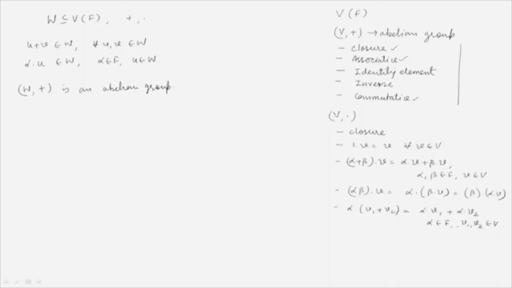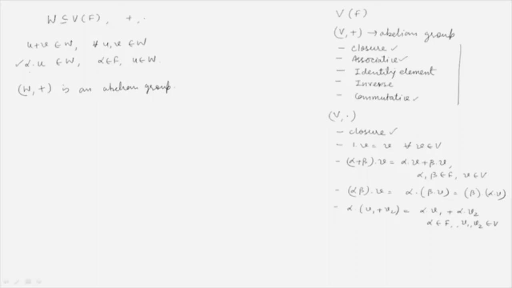Now, we have to show with respect to dot. With respect to dot, closure is automatically satisfied because of the second property. Now, 1 dot v is v, because this property is holding for every alpha. You see this property is holding for every v in V, so it will hold for a subset also. So, we can say that this property holds, and similarly all the remaining 3 properties also hold for w because w is a subset of V.